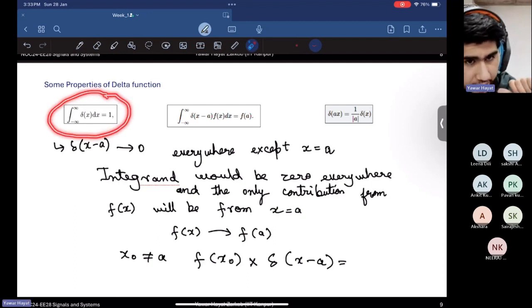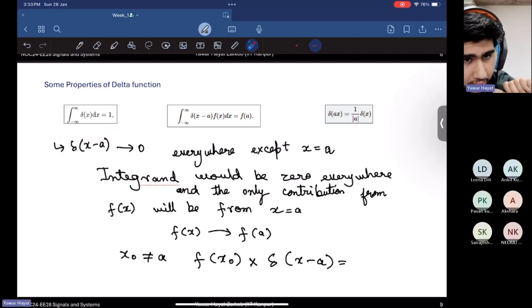This comes from the definition of the delta function. The integral from minus infinity to infinity of delta of x dx is equal to 1. This is how the delta function is defined, right? So we need not prove this one, because this is the definition itself. The other property of this delta function is that the integral from minus infinity to infinity of delta of x minus a times f of x dx is f of a.